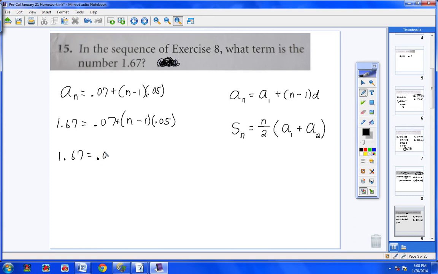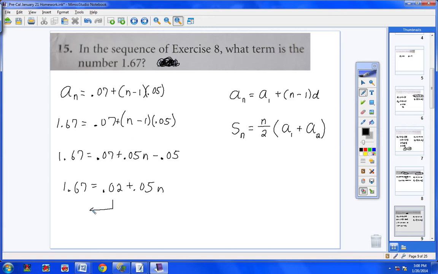First of all, you want to take your 0.05 and multiply it through. So 0.05 times n would be 0.05 n, and 0.05 times -1 is -0.05. Now you see how you have two like terms over here on the right side of the equation, so we're going to go ahead and put those together, and now we have 1.67 equals 0.02 plus 0.05 n.